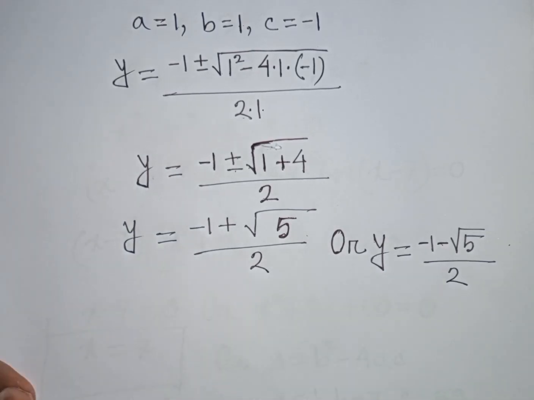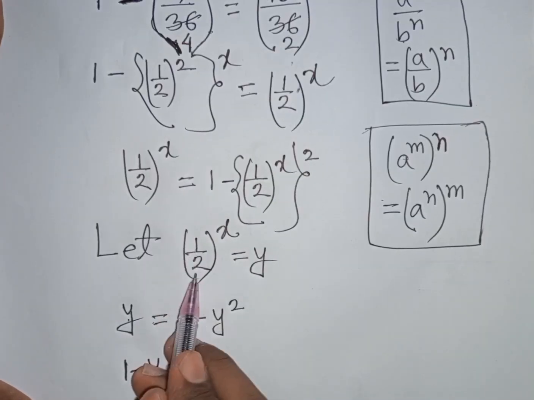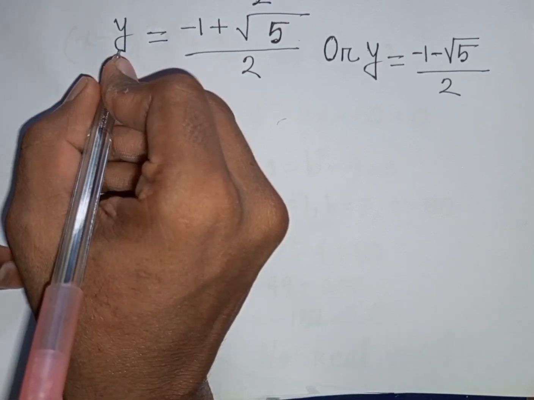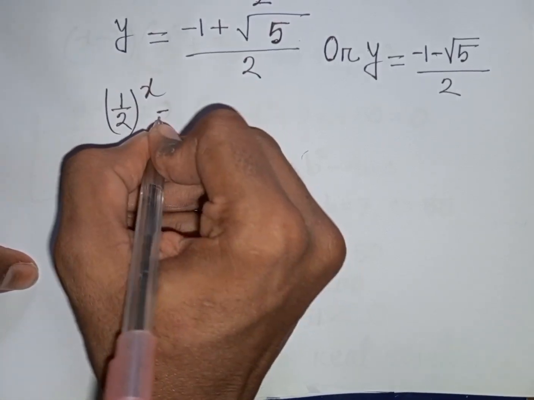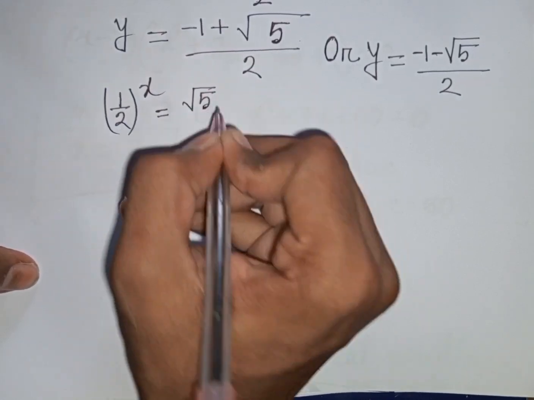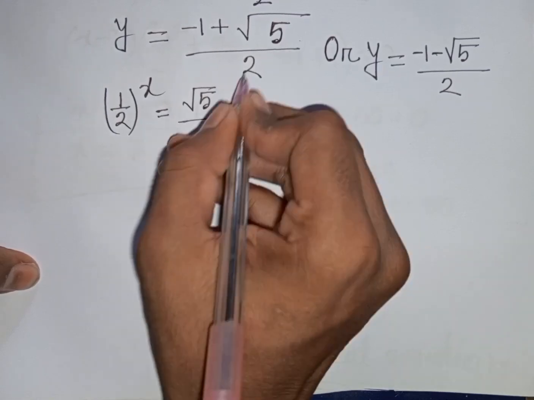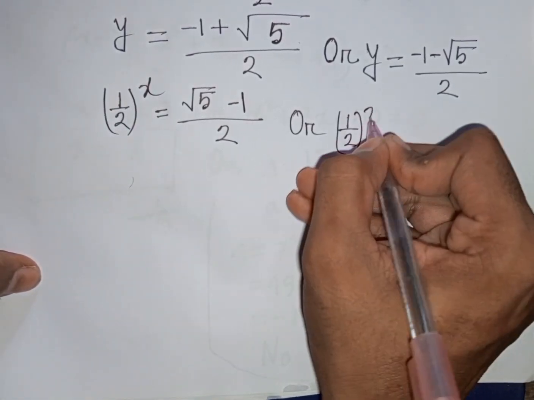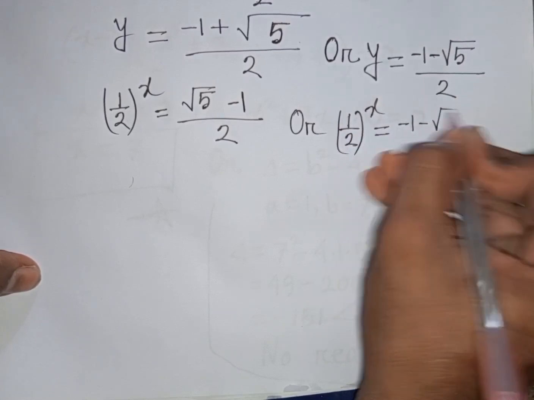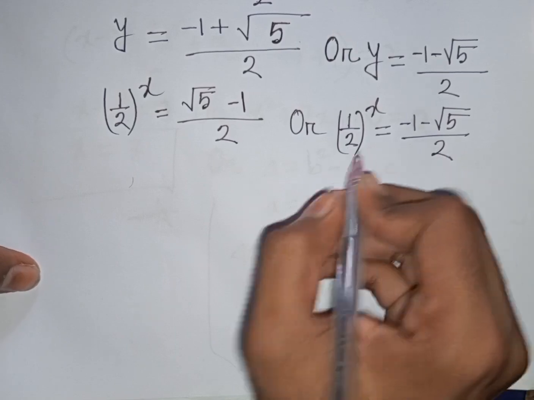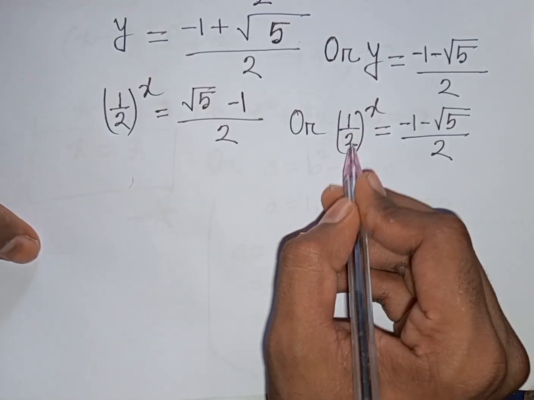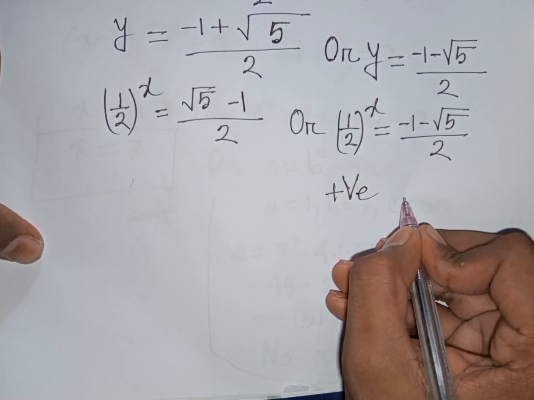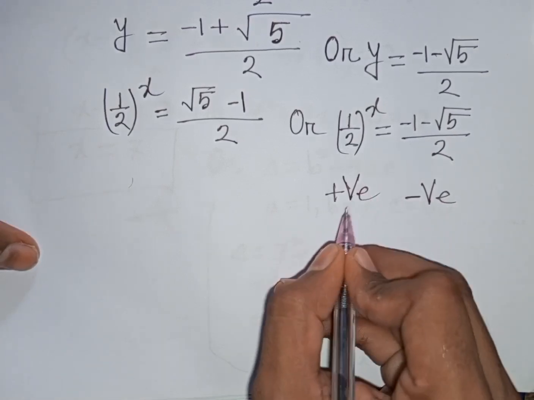But remember that y, that means (1 over 2) bracket power x. So (1 over 2) bracket power x is equal to plus square root of 5 minus 1 divided by 2. Or (1 by 2) bracket power x is equal to minus 1 minus square root of 5 divided by 2. Pay attention here, (1 over 2) bracket power any number is always positive, but minus 1 minus square root of 5 divided by 2 is negative. So positive cannot be equal to negative, so this is rejected.